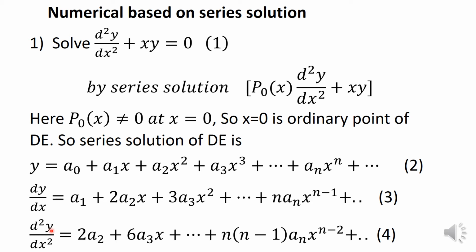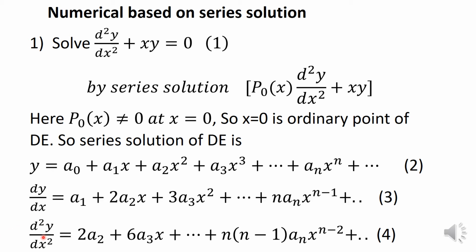Because the differential equation is d²y/dx² + xy = 0, first of all we have to find dy/dx, because our requirement is d²y/dx². So dy/dx will be: a0 is constant, so 0, plus a1x means a1 as such, because the differential of x is 1. Similarly here it will be 2a2x + 3a3x² + ... + n·an·xⁿ⁻¹. This will be the equation.